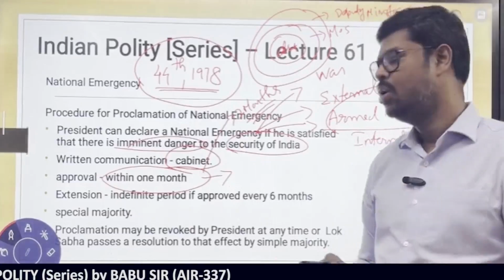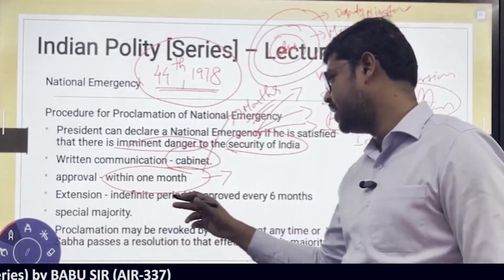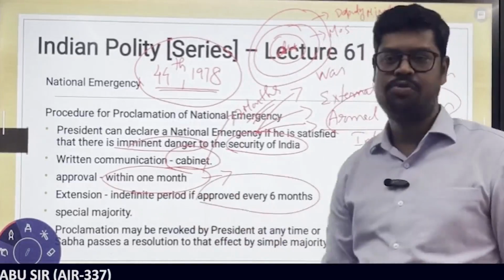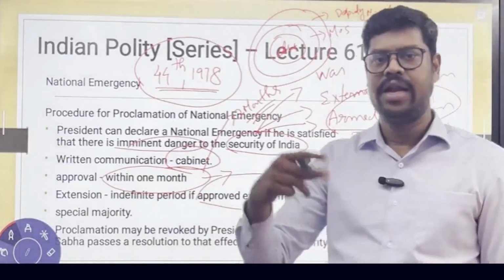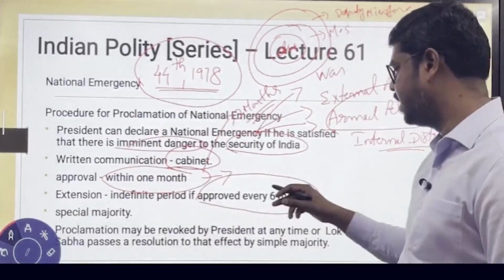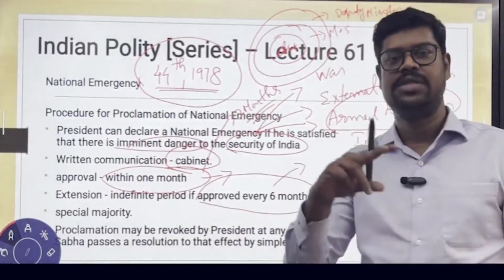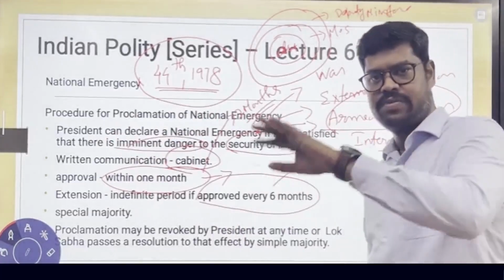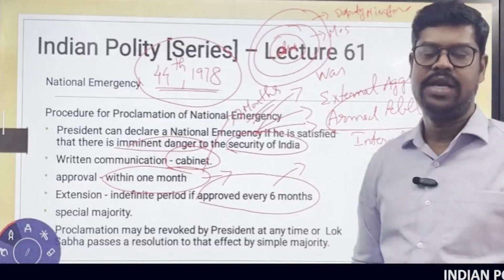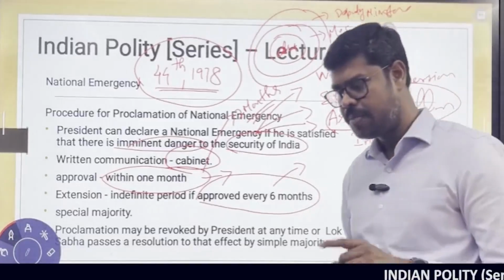Yes, it can continue, provided again it is approved by the parliament. That is, again it is approved by both the houses of the parliament. If the parliament again approves it, it can continue for another 6 months. That means at a time, the national emergency can continue only for a period of 6 months. Or in other words, for every 6 months, the continuation of national emergency requires approval of the parliament.